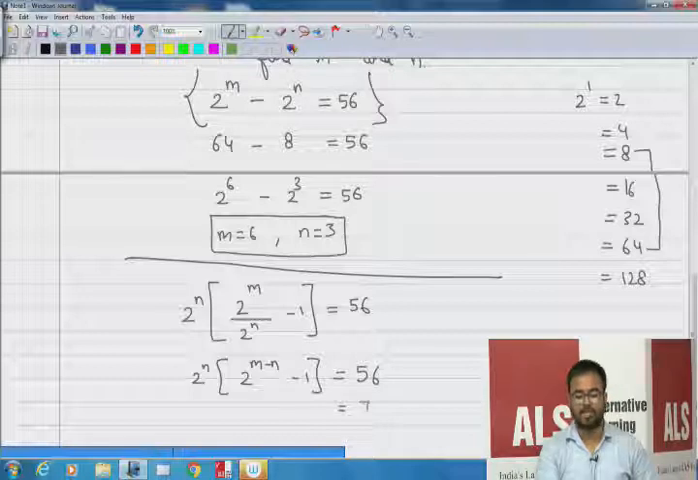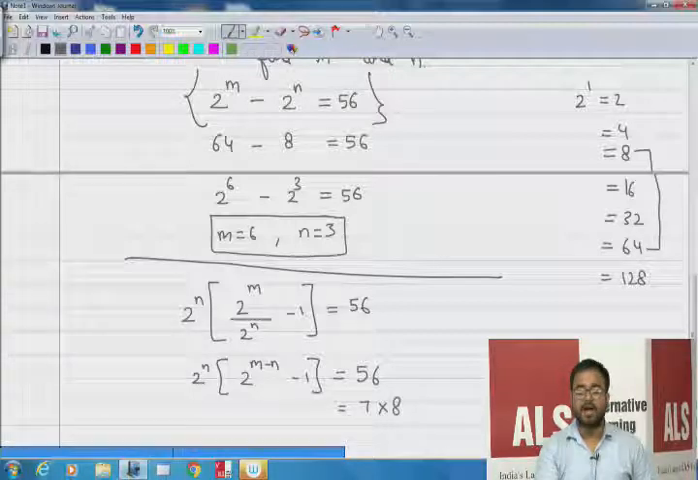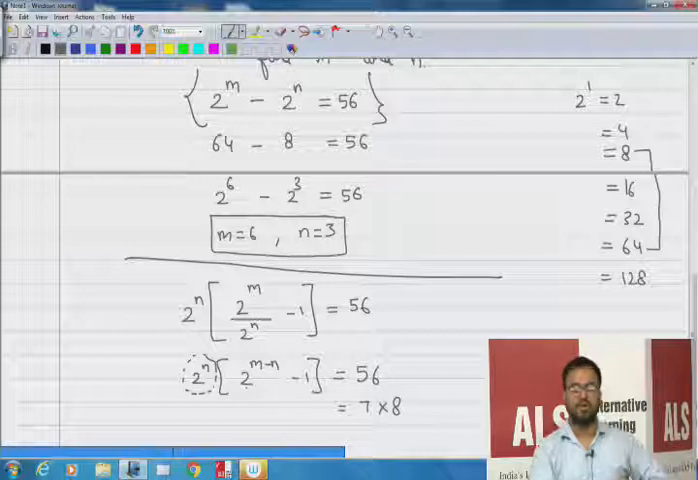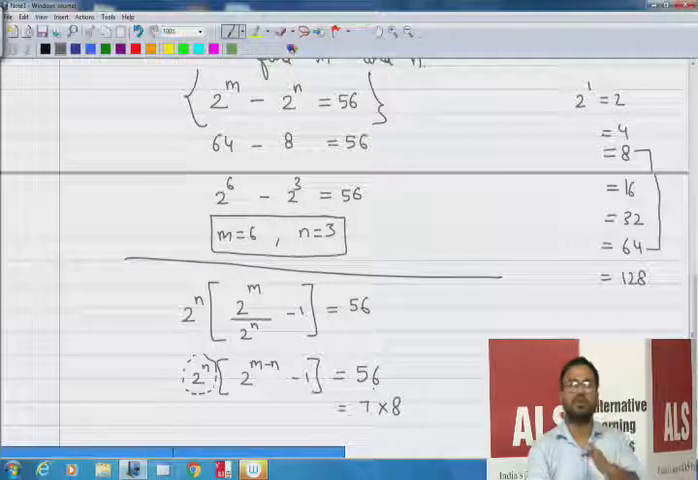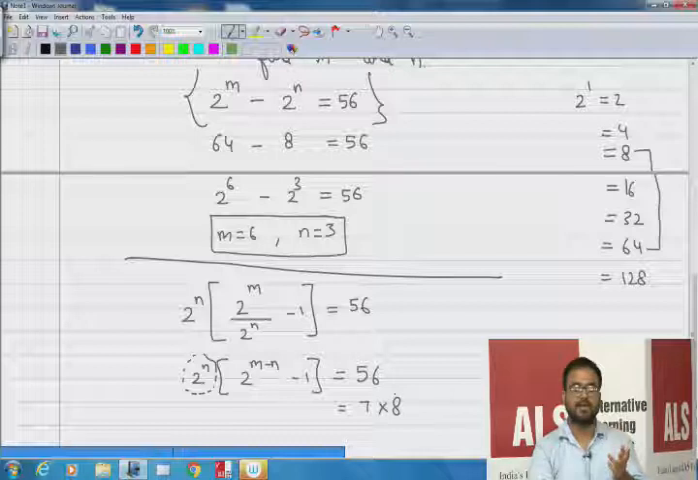By using hit and trial, 7 into 8 is 56, and one of the numbers should be a power of 2, because this number, 2 power n, is a power of 2, and the other is not a power of 2. So among the factors of 56, one of the numbers should be a power of 2. You can take 2 into 28, you can take 8 into 7, but 16 is not a factor, and neither does 32 divide 56. So we can take this one, 8 and 7.